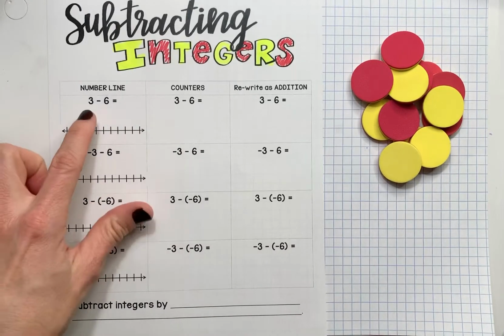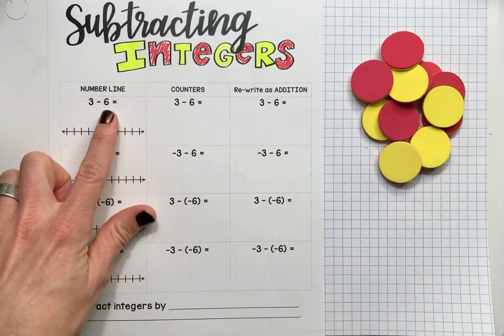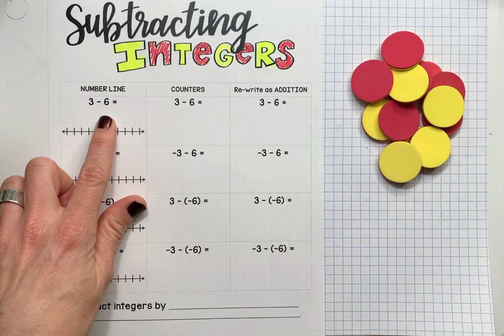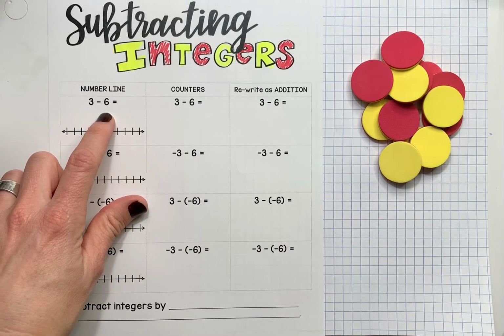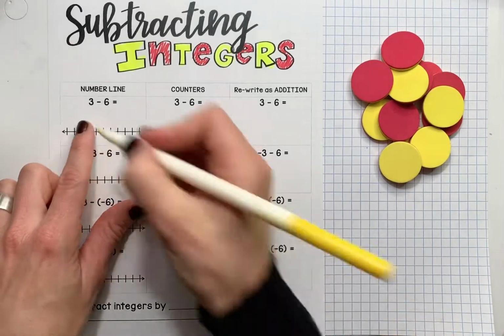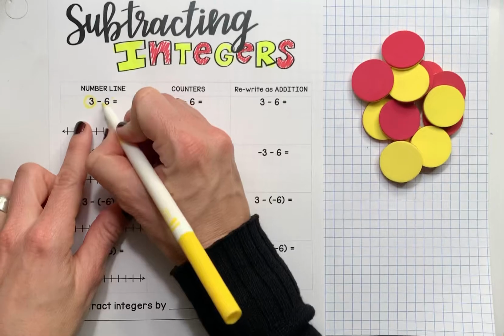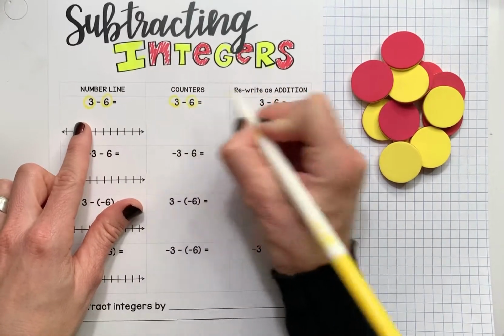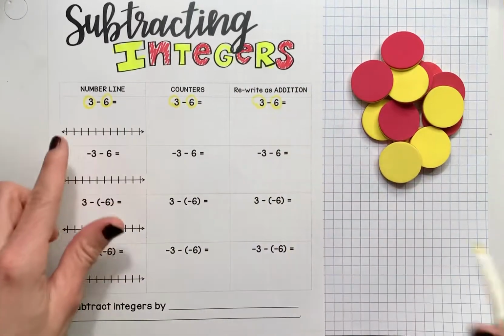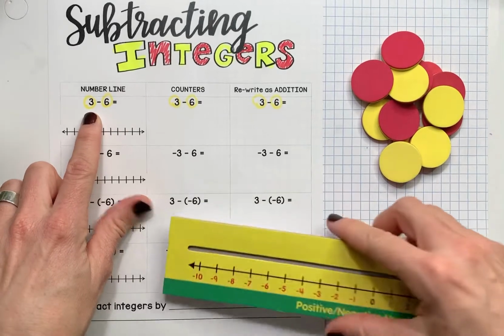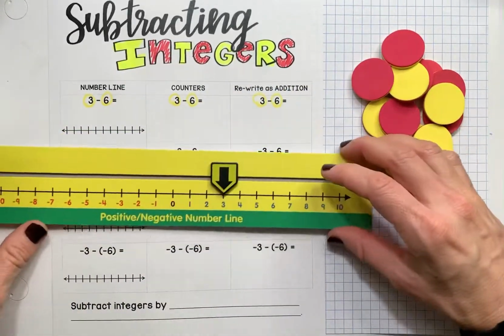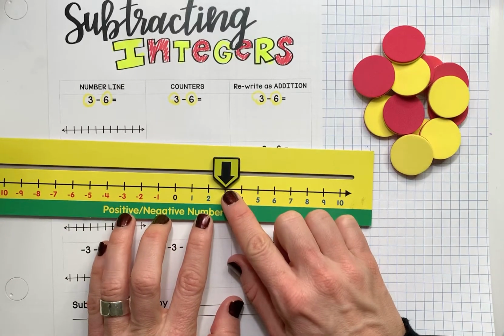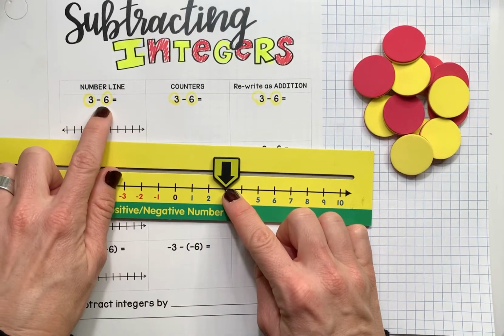So notice how we have both positive integers, but this time we're going to be crossing over that zero threshold and going into the negative values. So we'll go ahead and mark these. So here we have two positive numbers. Okay, and we are going to be starting at 3 on our number line. So here we go, we're starting at 3, and we are taking away 6.